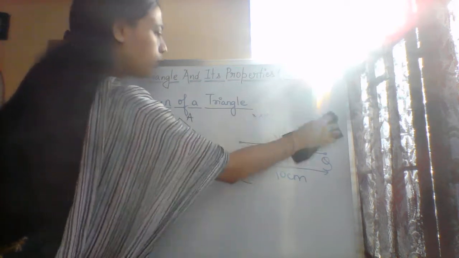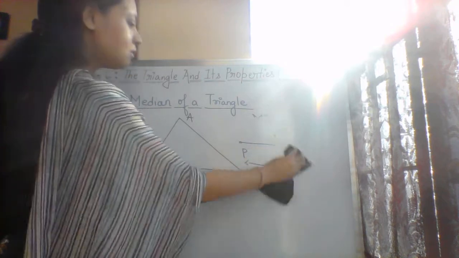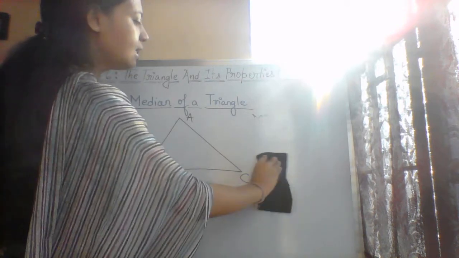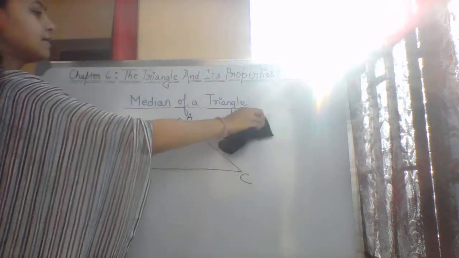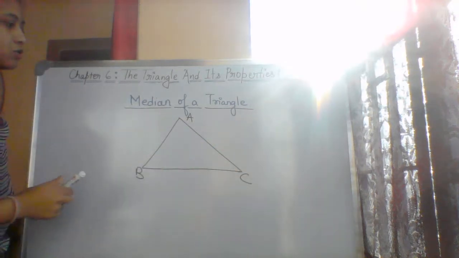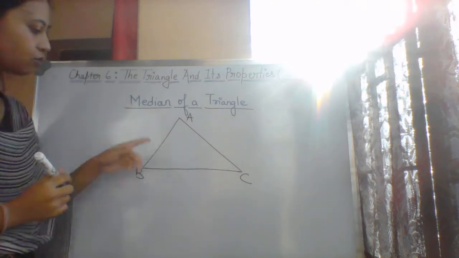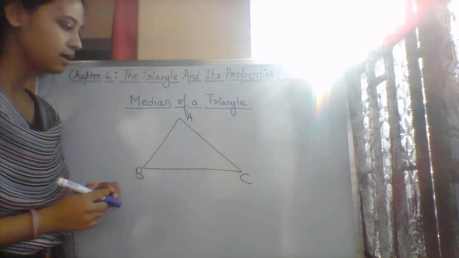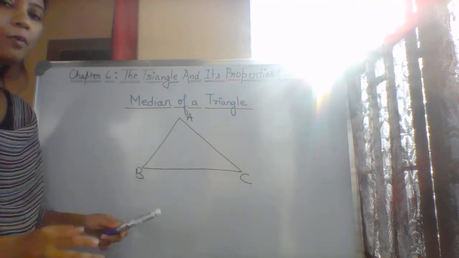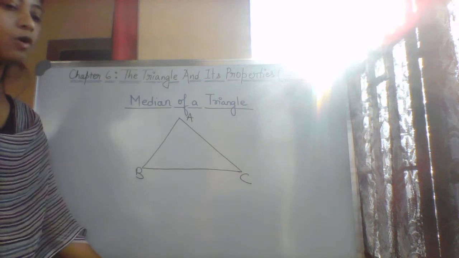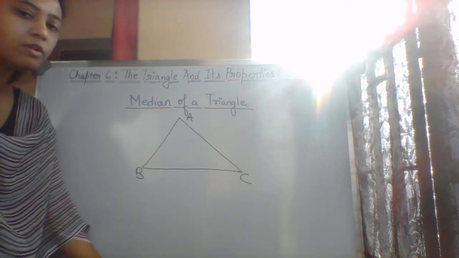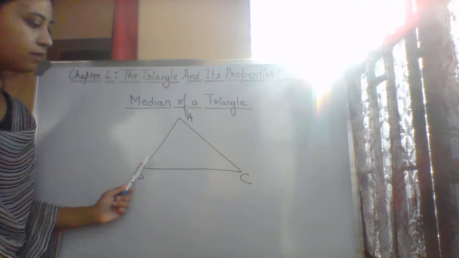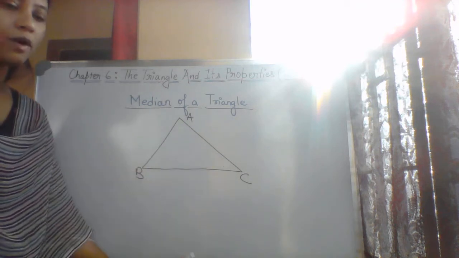So I hope midpoint is clear to you. The middle point of any line segment, that is the midpoint. So how many line segments can we see here? Yes, 3 line segments we can see here. So how many midpoints can we guess there will be? If there are 3 line segments, how many midpoints?